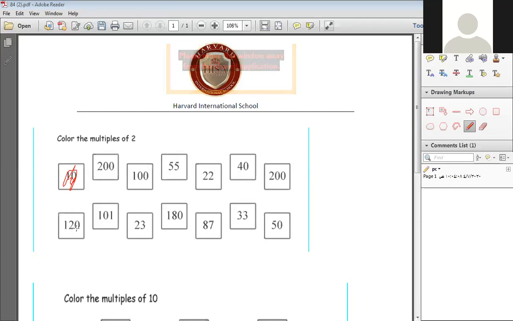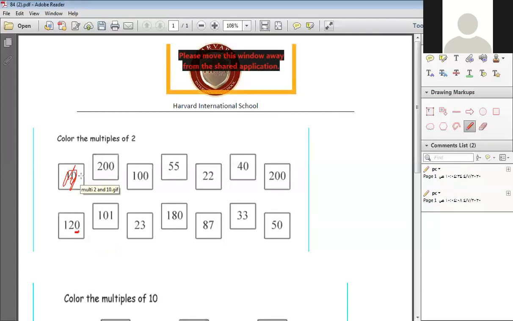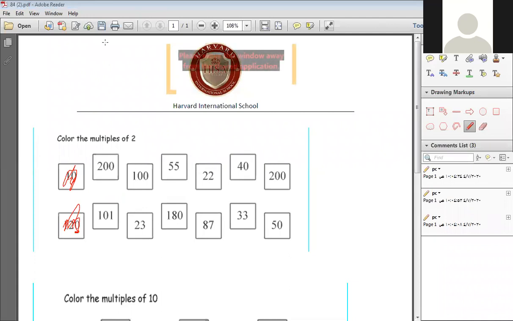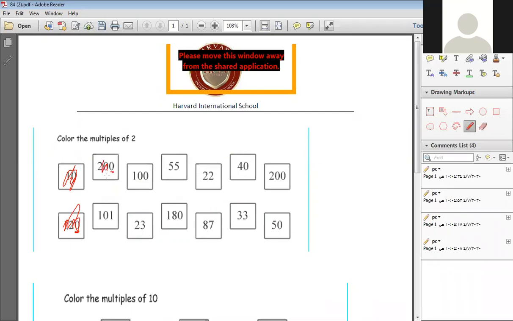What about 120? When the question is about the multiples, I always look to the unit. We said that 10 is an even number, so it is a multiple of 2. What about 120? The 0 is even, right? So this number also will be a multiple of 2, because any number that ends with an even number will be a multiple of 2. So what about the 200? Also ends with a 0, so it is a multiple of 2.